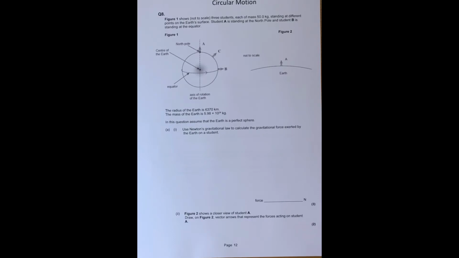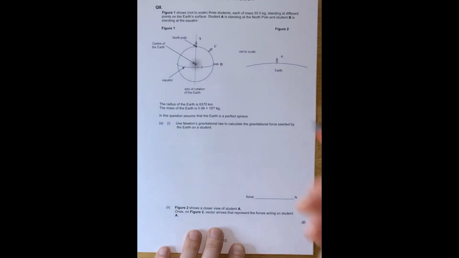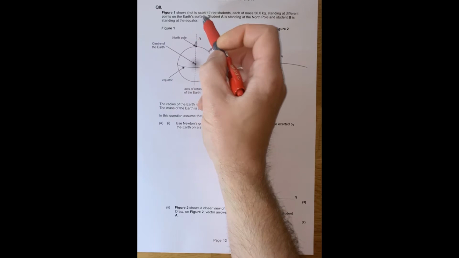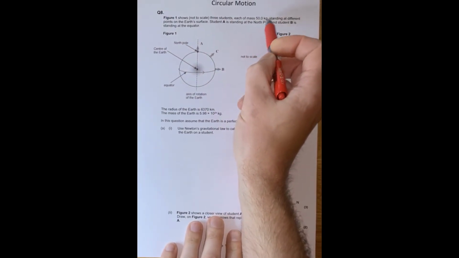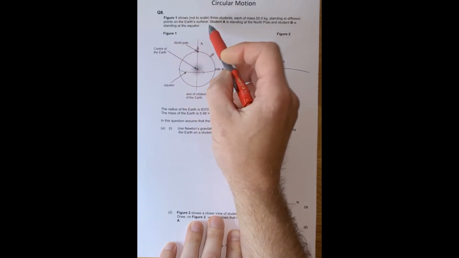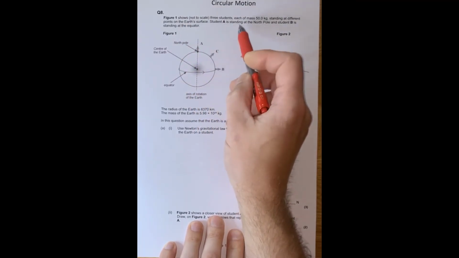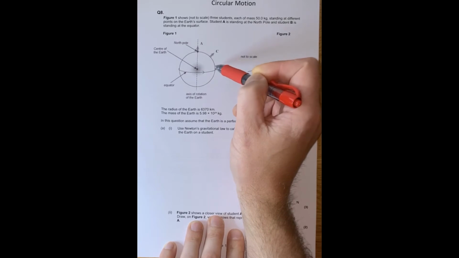Right. Question 8. Figure 1 shows, not to scale, 3 students, each of mass 50 kilograms, standing at different points on the Earth's surface. Student A standing at the North Pole, student B standing at the equator.